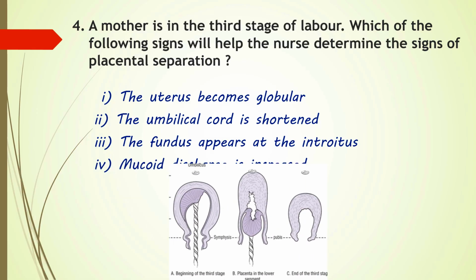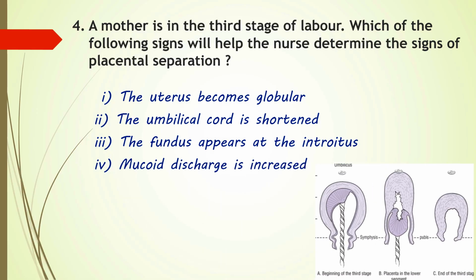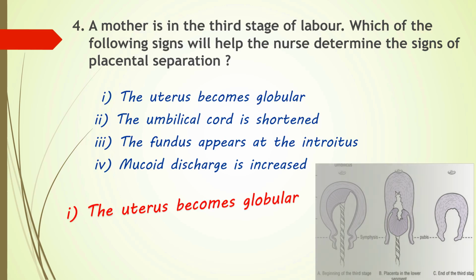There are 3 main unique signs by which the nurse determines the signs of placental separation. Those are first, the umbilical cord visibly lengthening. Secondly, the uterus becoming firmer and taking on a more globular shape. And thirdly, a sudden gush of vaginal blood will come. So here option 1, the uterus becomes globular, is the correct answer.